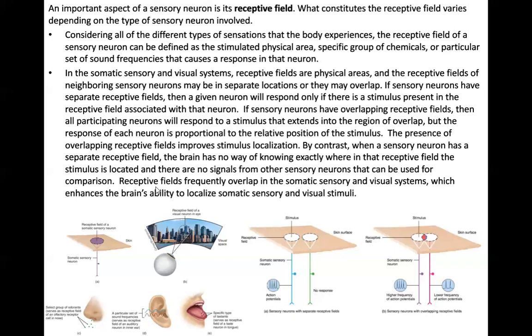Now, places where we need to have really great pinpoint action, great what we call localization, we see a lot of overlap between the receptive fields of these neurons, especially in our somatic sensations like touch, pressure, itch and tickle, and vision is a really important one. This enhances our ability to localize somatic sensory and visual stimuli.